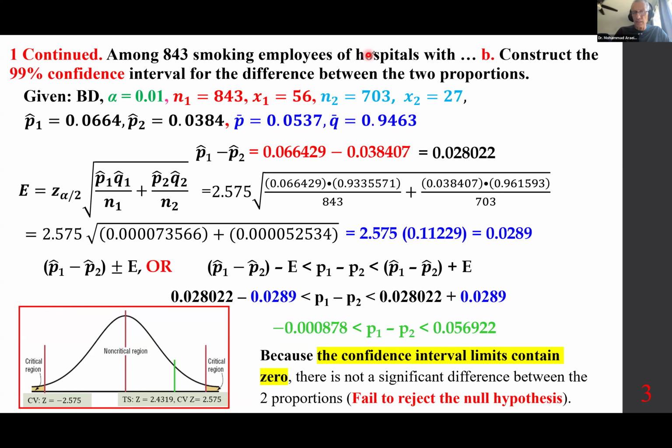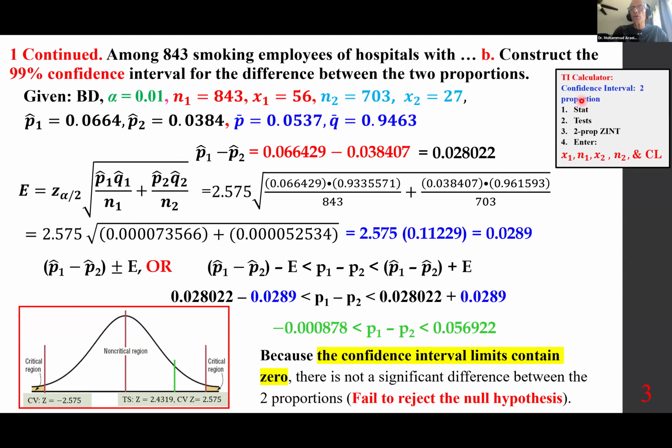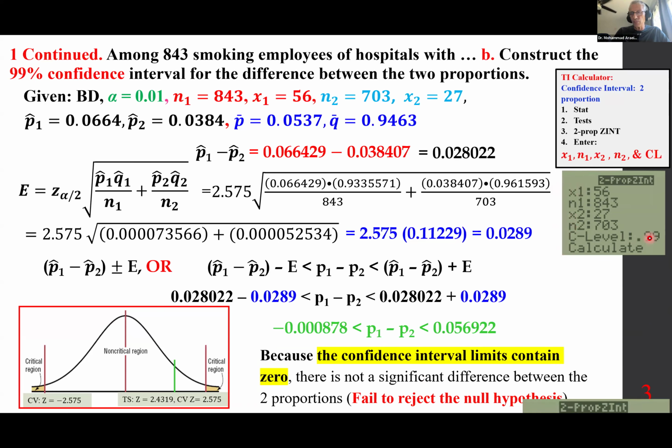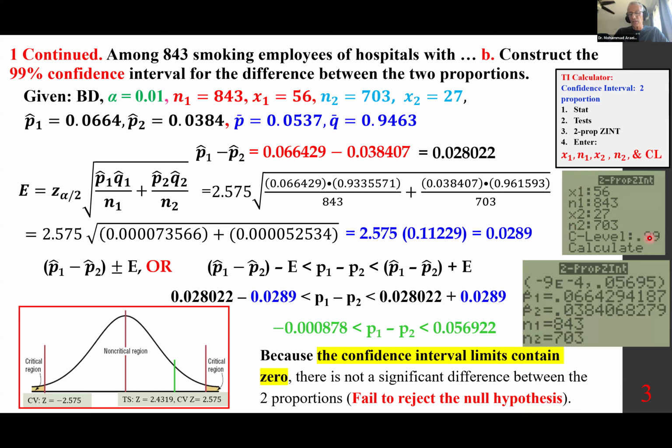Having said that, again, technology. So I calculate the confidence interval for two proportions, and we put the same information, x sub 1, n sub 1, x sub 2, n sub 2, confidence level of 0.99. It does this, and notice this and this one. Now, please understand the left side means negative 9 times 10 to the power of negative 4. The right side is 0.05692. Now, this is different than this one because over here, we stopped at some point, but over here, they use a lot of decimals again, just to make sure we understand.